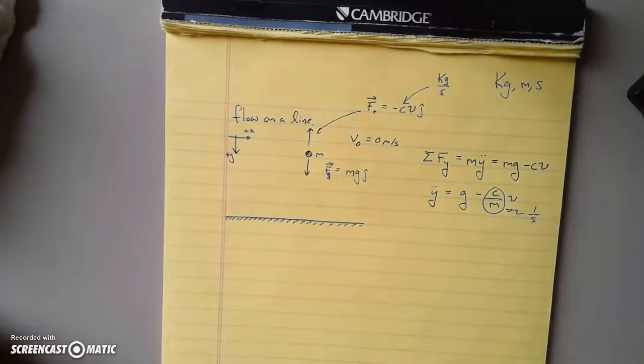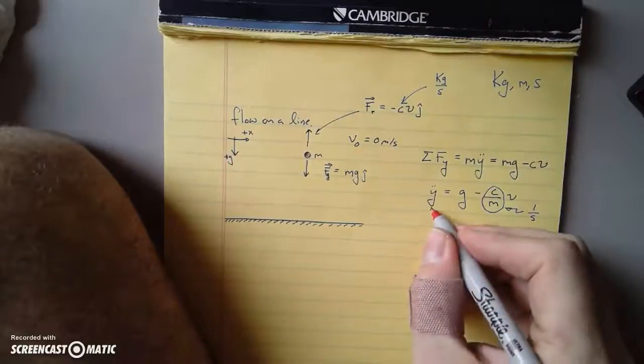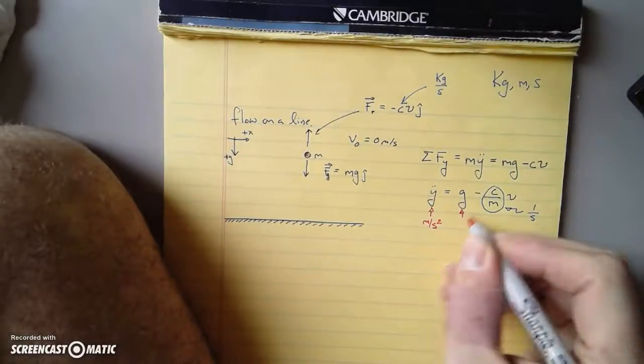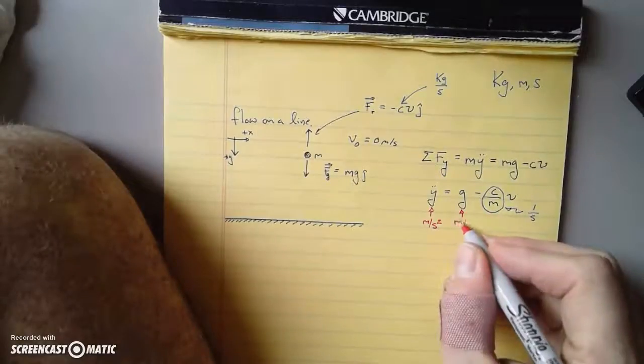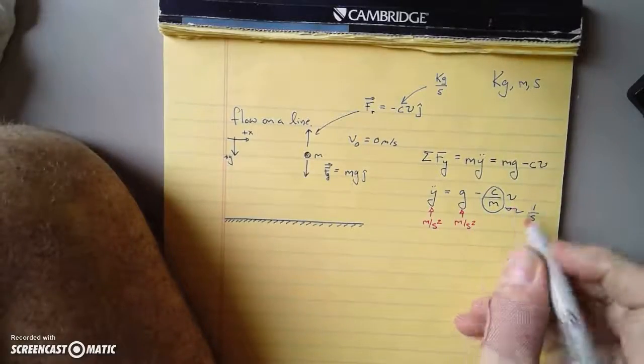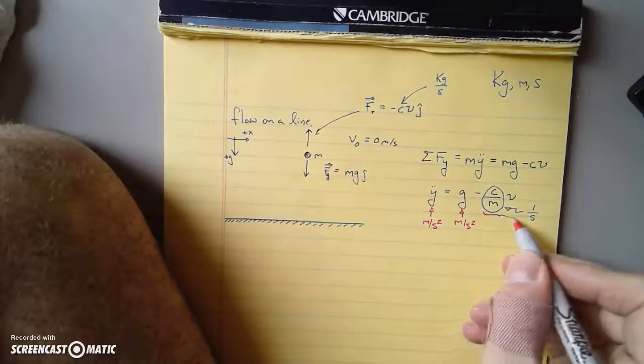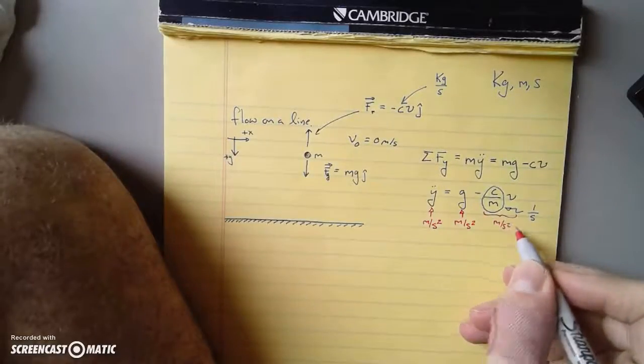Speaking of units, notice that everything works out here. The second derivative of position is meters per second squared. The units of the acceleration due to gravity is meters per second squared. This is meters per second times seconds. So this whole thing is meters per second squared. Everything jives.